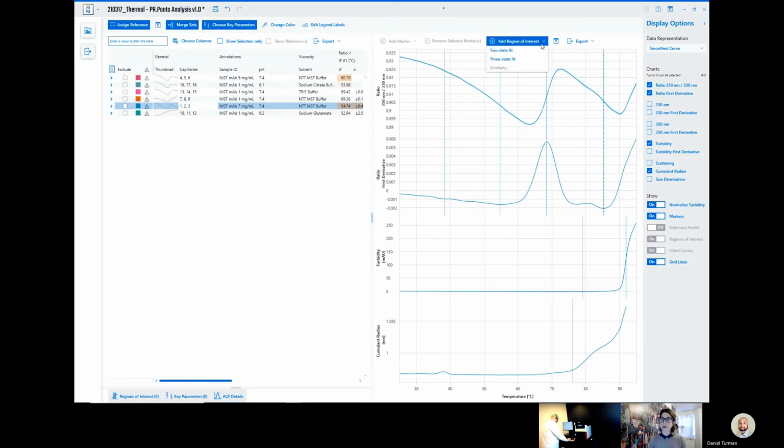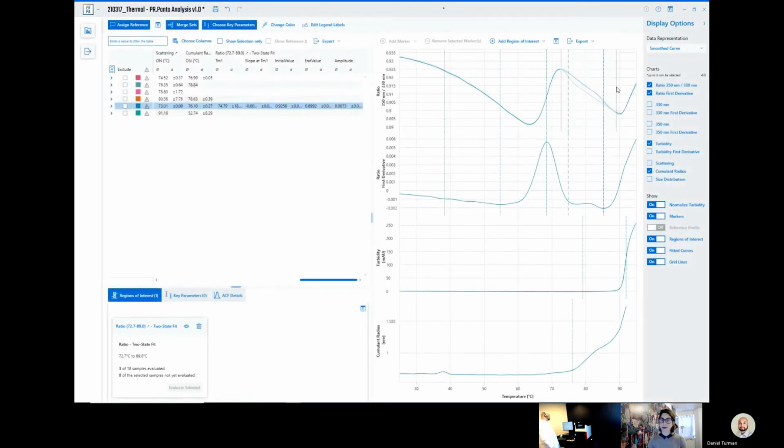We can add a region of interest. And we can start it here and go to here, and it's going to calculate and fit the data. And for this particular one, it's too small to come up. But for some, it looks like it fit it here. If we don't like that particular measurement, we can remove it. We can remove the region of interest here.